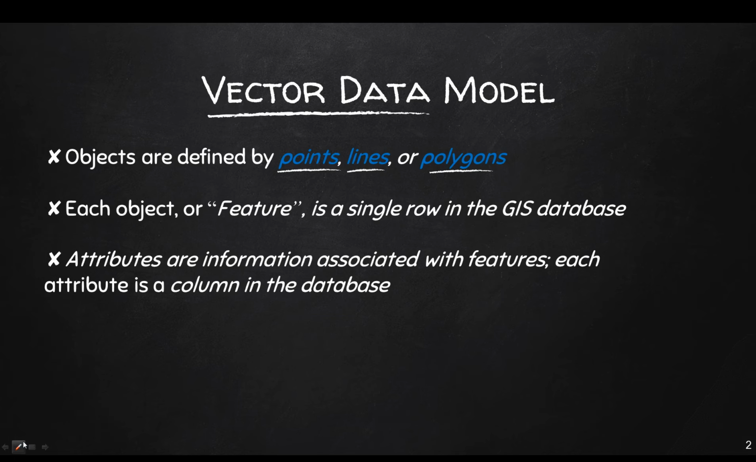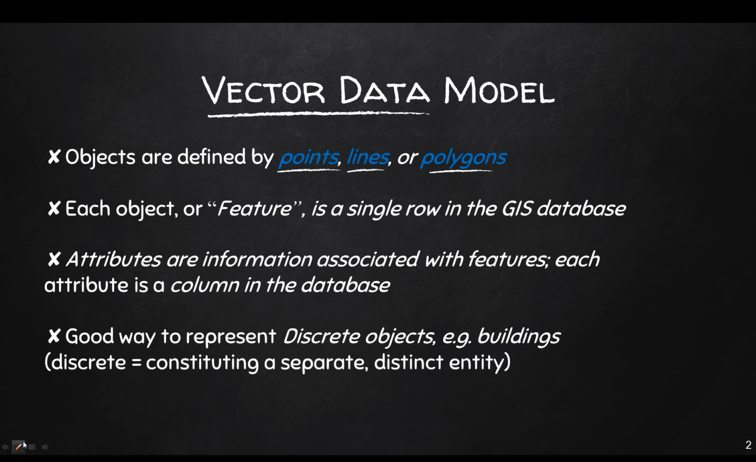And if we recall from previous lectures, I know this is going way back, attributes are non-spatial data where, for example, the points, the fire hydrant, would be spatial data. So a good way to represent discrete objects, for example buildings, so discrete equals constituting a separate, distinct entity. And that's what vector data is all about.